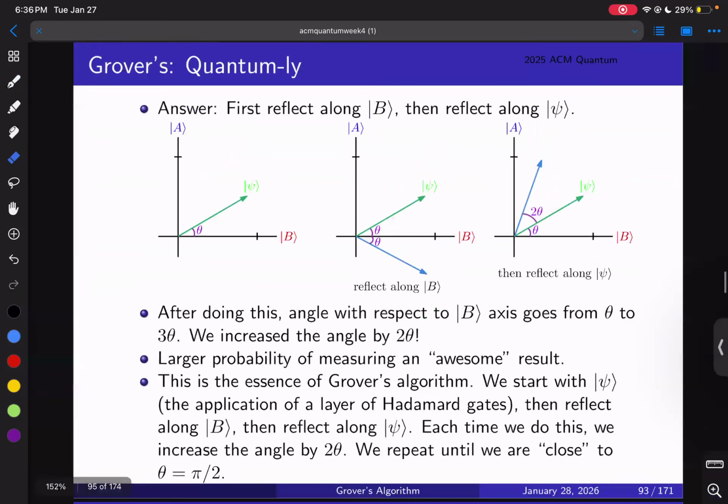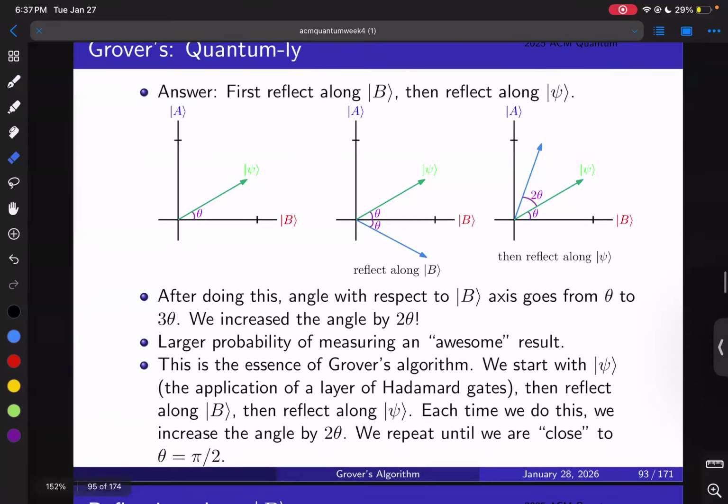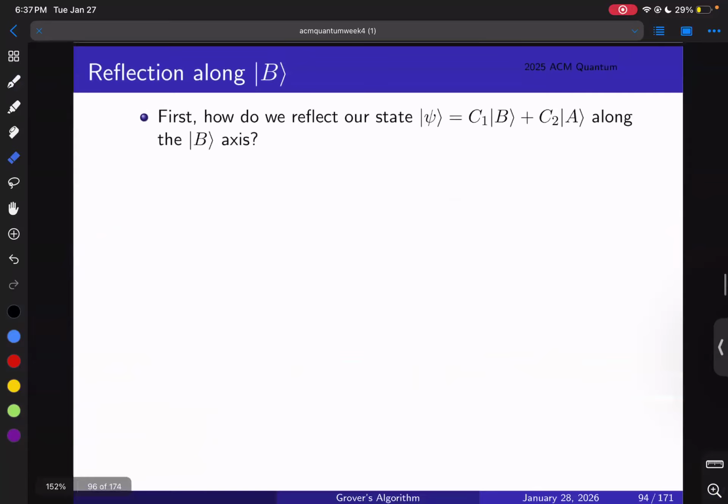How does it work when theta is greater than 4? Don't you start getting away from A, by overshooting it? Yeah, so at a certain point, you will end up overshooting the A-axis, which we'll analyze at the end, like how many times we should iterate to be as close to the A-axis as possible. Okay, all right, let's continue.